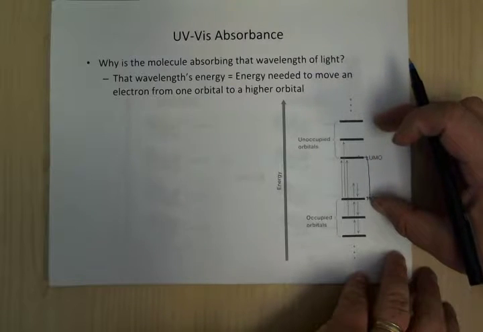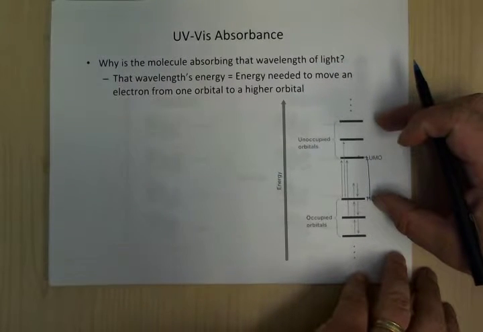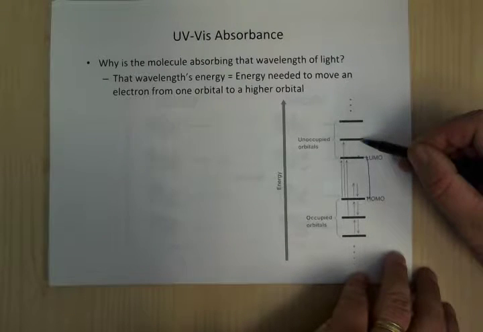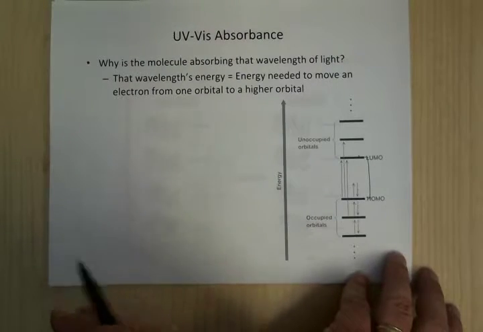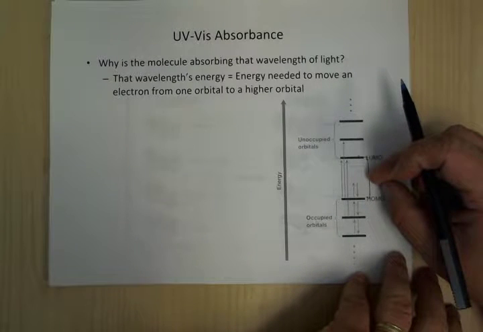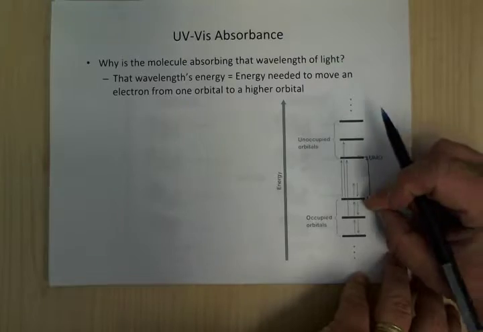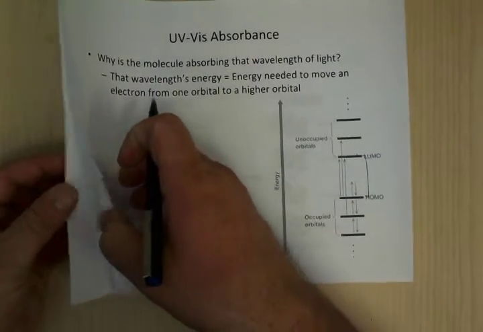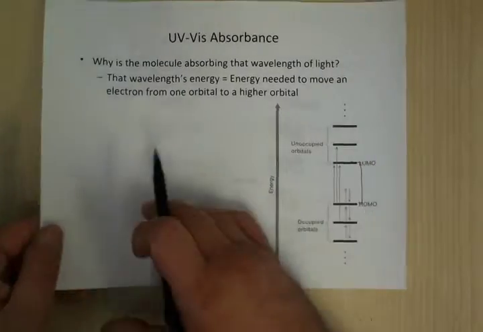If this gap is a little bit higher, you're going to need a higher energy photon to go from here to here, so it's going to absorb further down. If this gap is less, you don't need nearly as high an energy photon in order to go from here to here. So we're absorbing those photons that correspond to that gap.